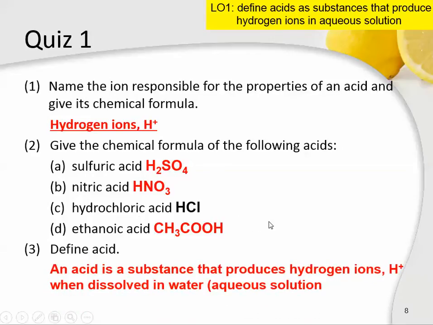And then last but not least, the most important thing, which is the first learning objective, is define an acid. So please memorize by heart. An acid is a substance that produces hydrogen ions, H+, when dissolved in water or in aqueous solution.